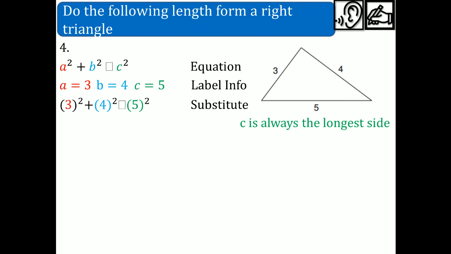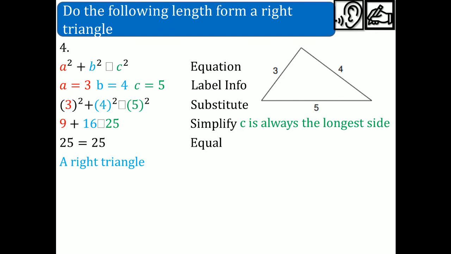3 squared plus 4 squared, box, 5 squared. 3 squared is 9, 4 squared is 16, 5 squared is 25. 9 plus 16 is 25. The right hand side is also 25. Does 25 equal 25? Yes, that is equal. Therefore, you say this is a right triangle.